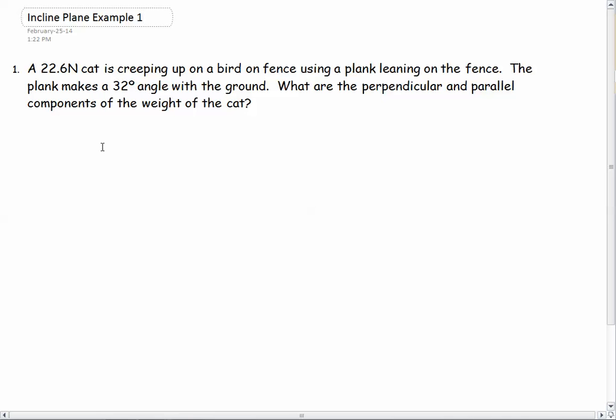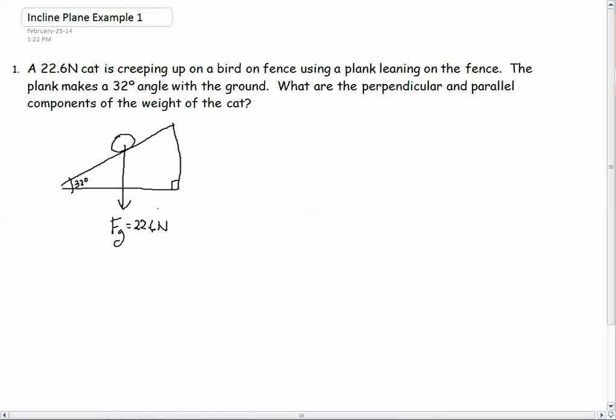So, let's start first with our drawing. Here's the ground, and here's the fence, and we make the assumption that it's at a right angle, and we put in our inclined plane at an angle of 32 degrees. I am in no way going to try and draw a cat, so here's my cat, and the cat has a weight of 22.6 newtons.